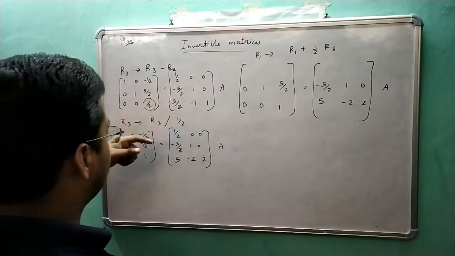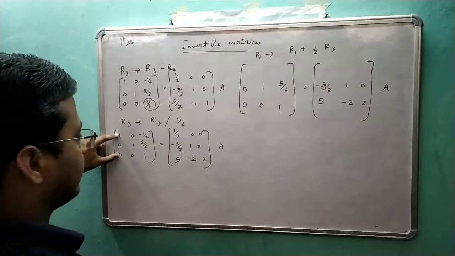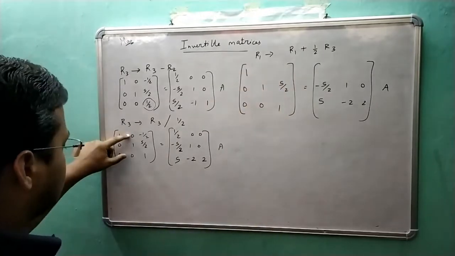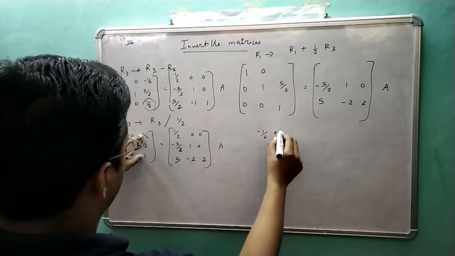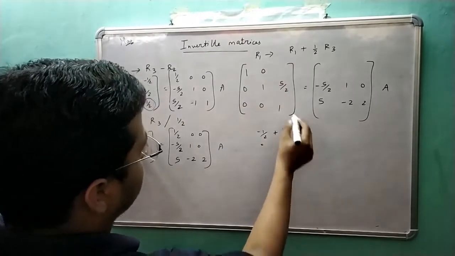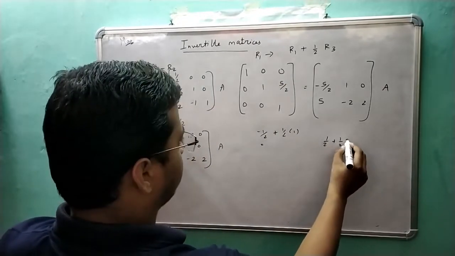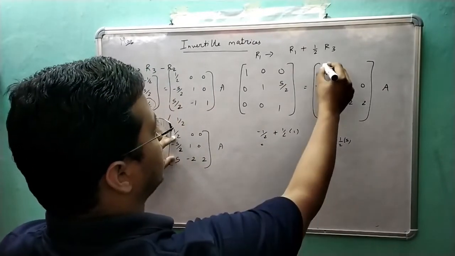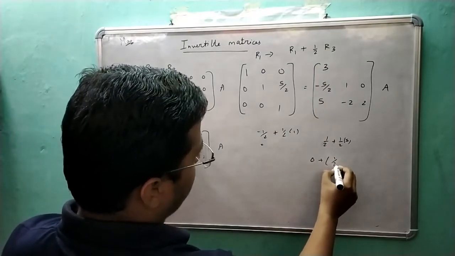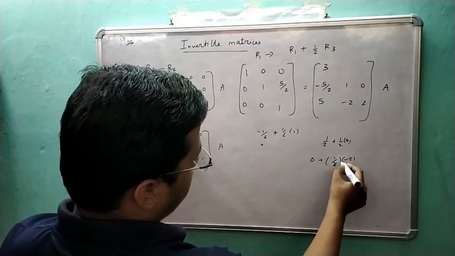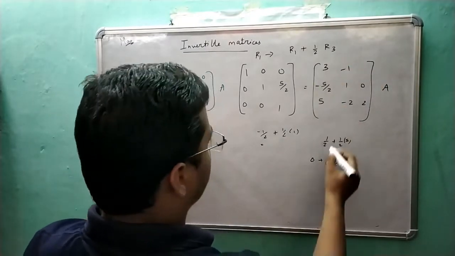Now R1 changed to R1 plus half of R3. So 1 plus half of 0 is 1. 0 plus half of 0 is 0. Minus half plus half of 1 is 0. Half plus half of 5 is 6 by 2, 3. 0 plus half of minus 2 is minus 1. 0 plus half of 2 is 1.